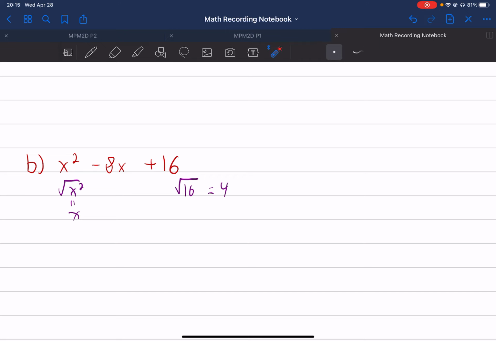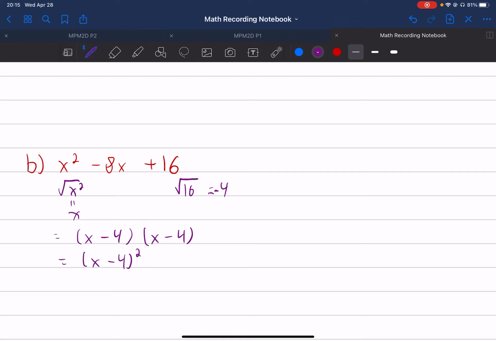Wait a minute. Negative 4 times negative 4 gives me 16. And negative 4 plus negative 4 gives me negative 8. Oh, this is a perfect square again. So I can write this out, bring out the brackets. X minus 4, putting this lovely information here into that bracket, close bracket. Same thing again. And then I know I can rewrite it as x minus 4 squared.